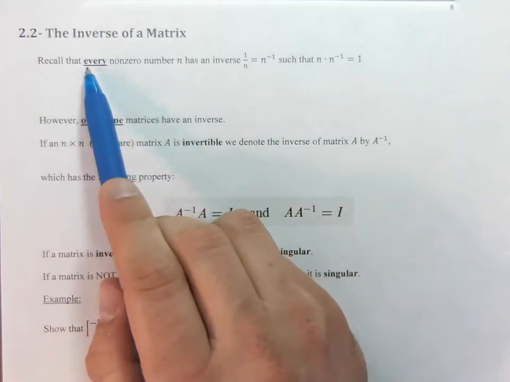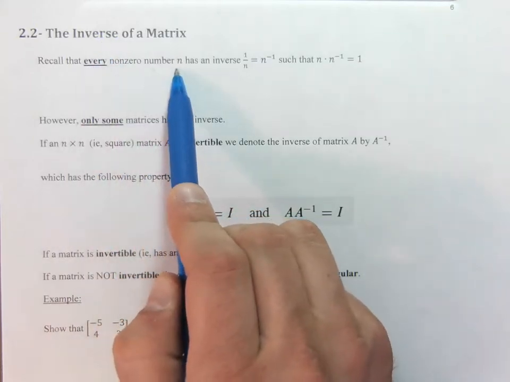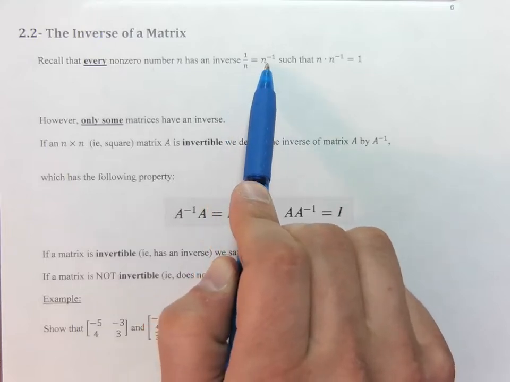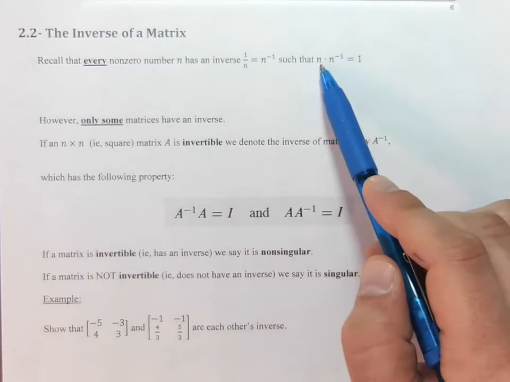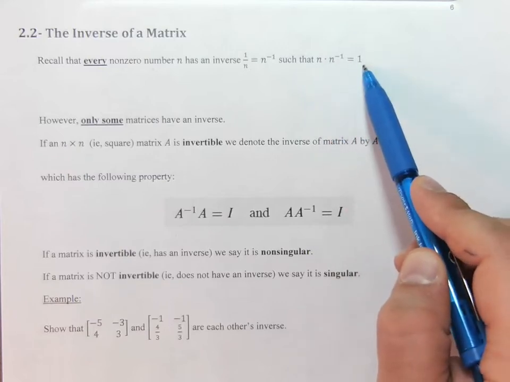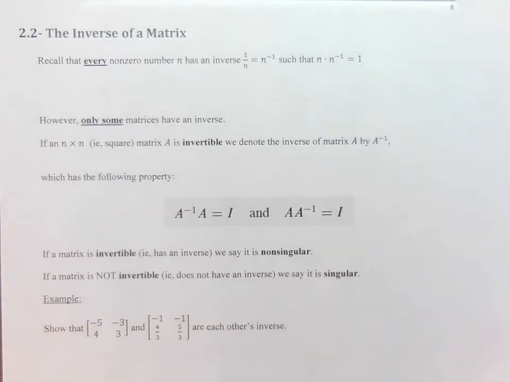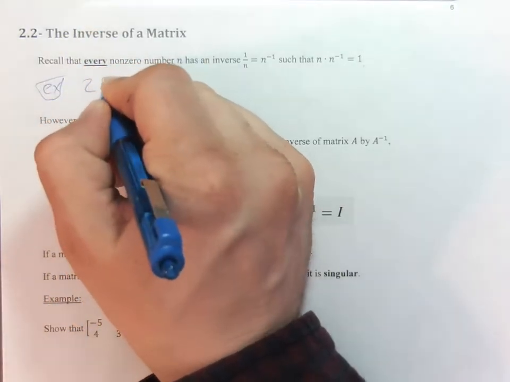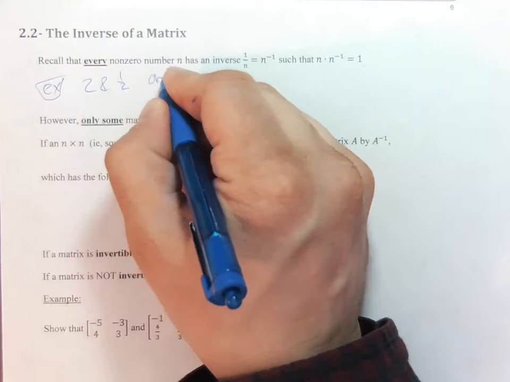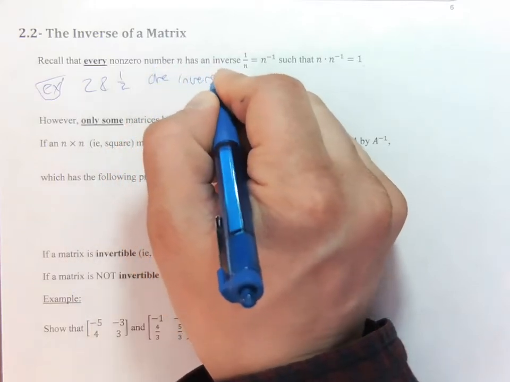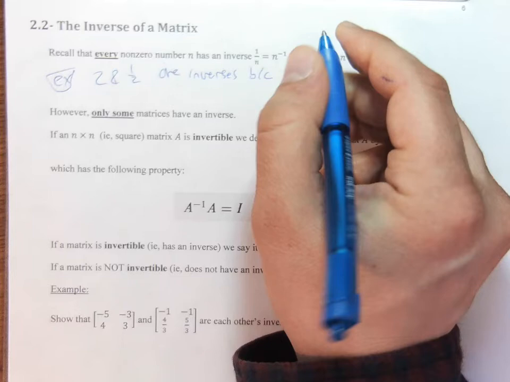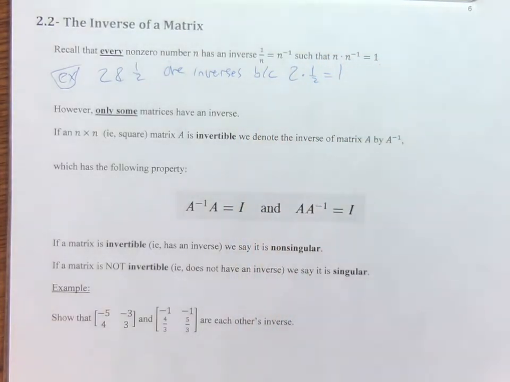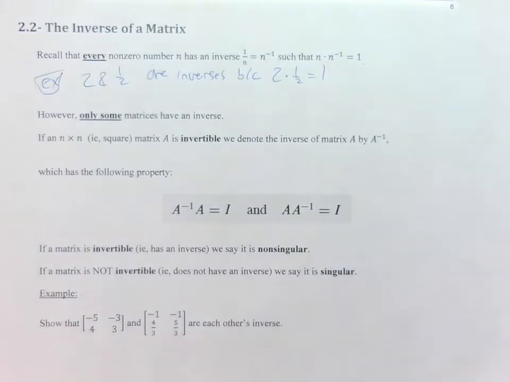Every non-zero number n has some inverse 1 over n, which we can write as n to the minus 1, such that when you multiply those two numbers together, you get the number 1. It's called the multiplicative inverse. So, for example, 2 and 1/2 are inverses because 2 times 1/2 equals 1. Right? So 2 and 1/2 are multiplicative inverses of each other.